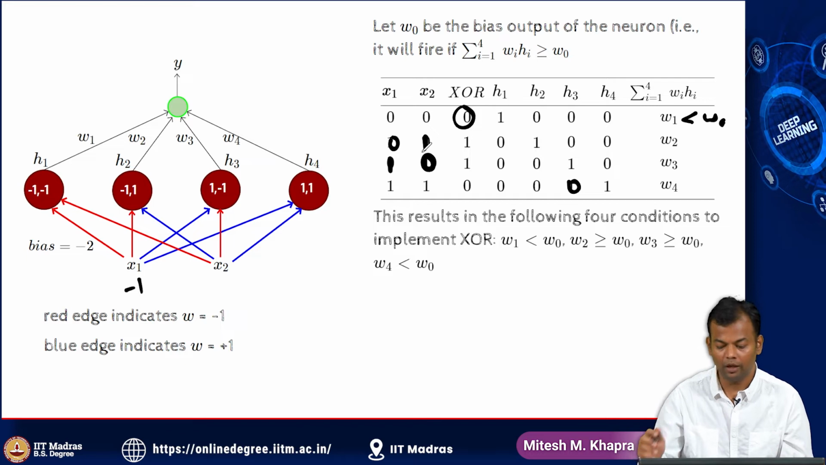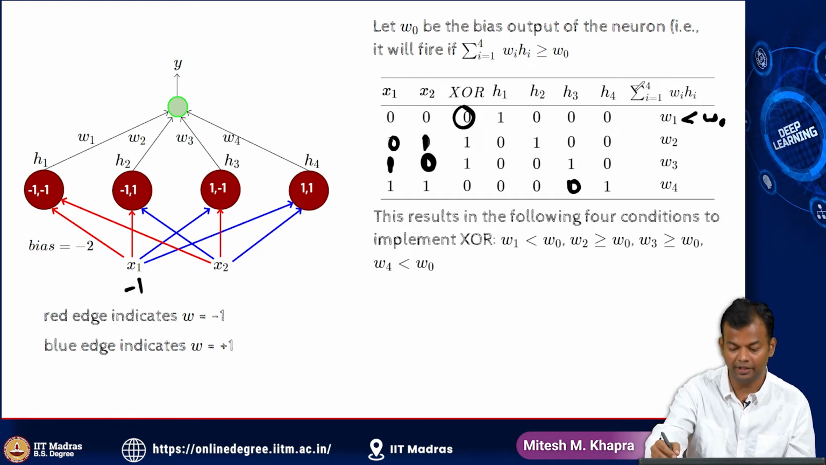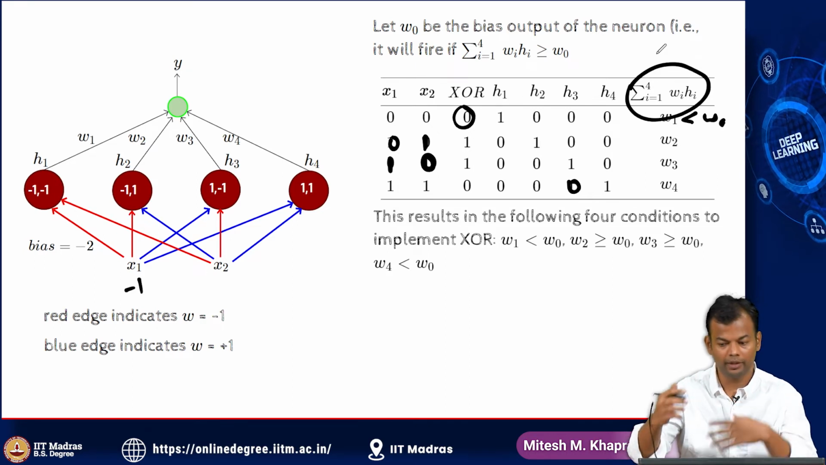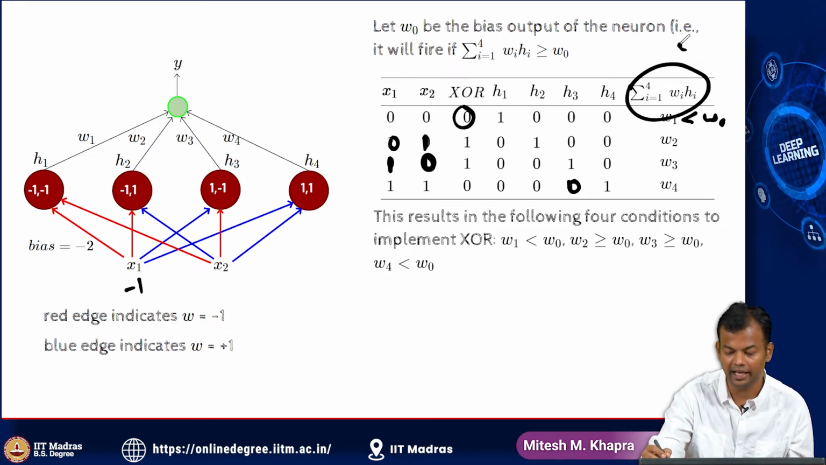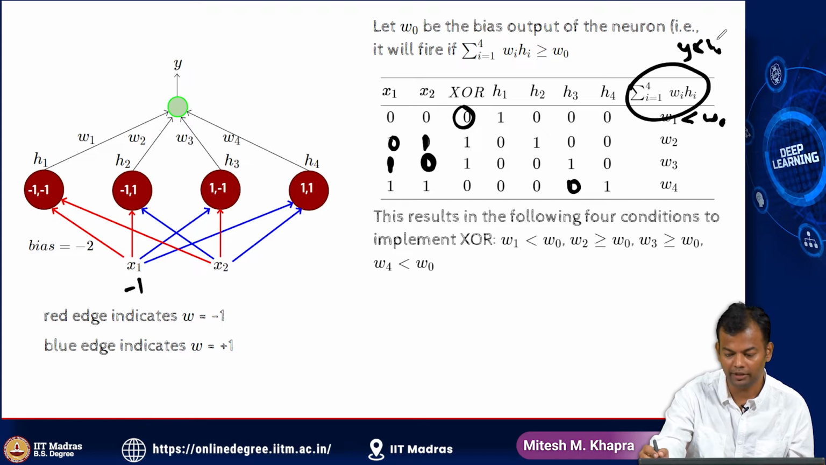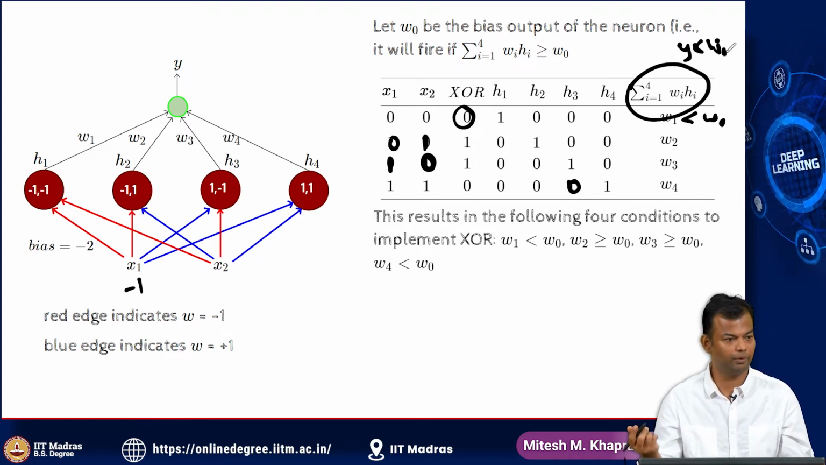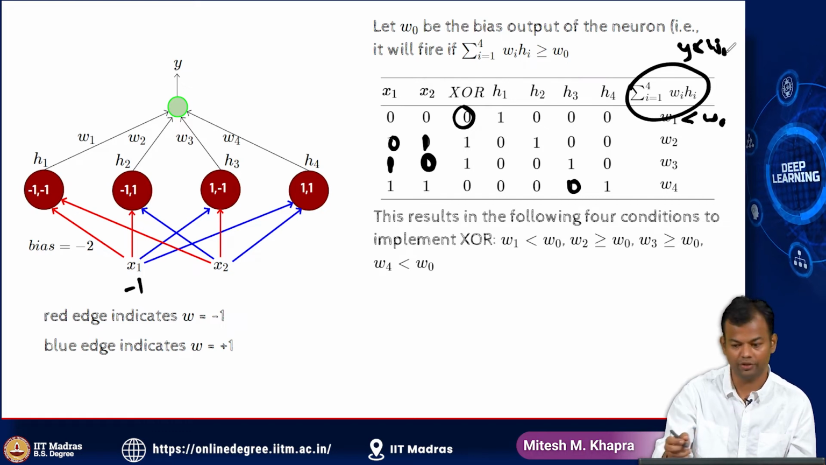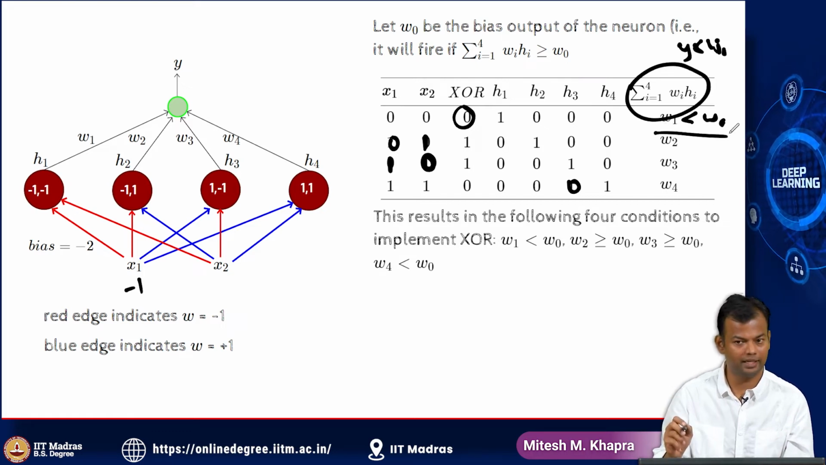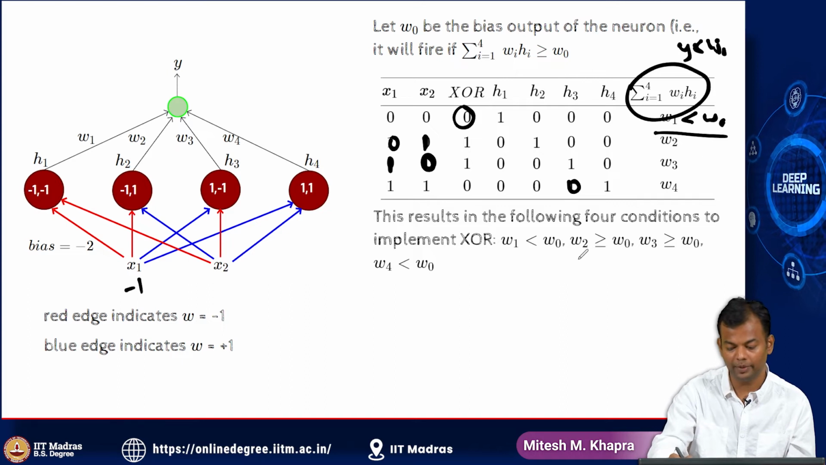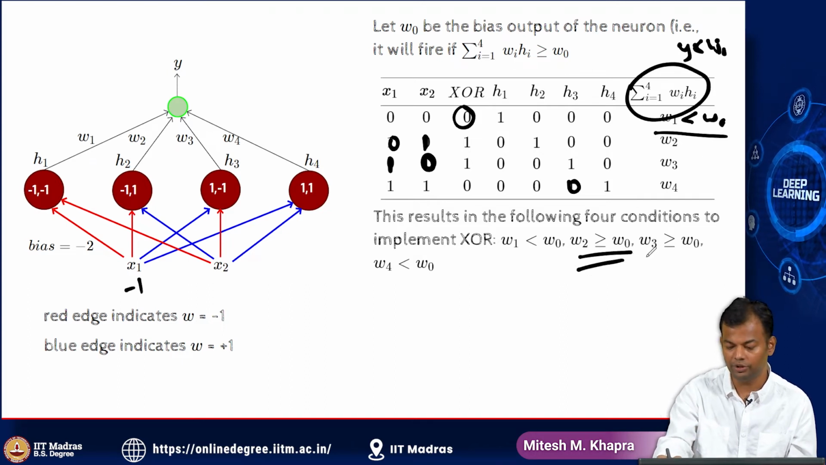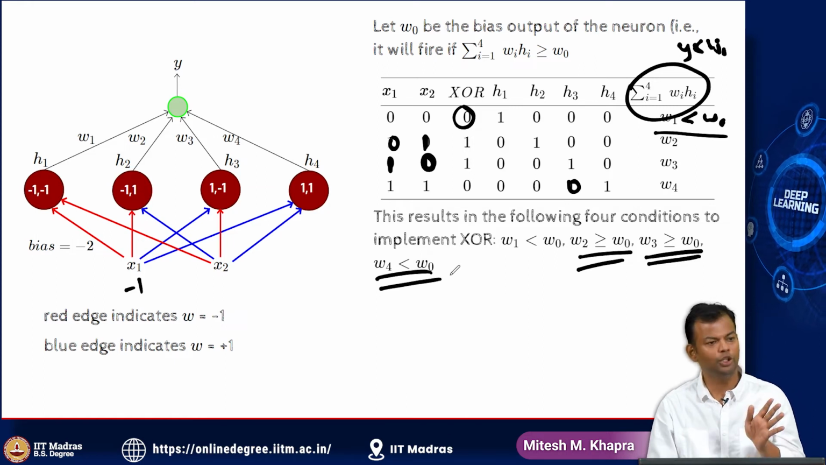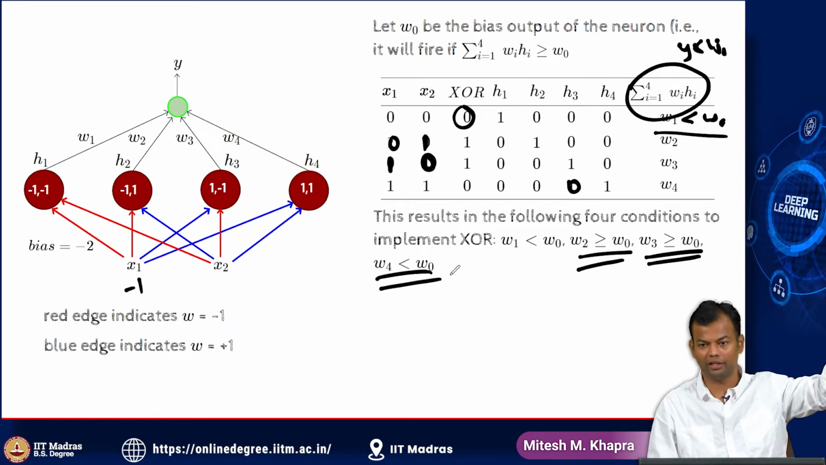So this is the aggregation that I get. Now what is my y? If the aggregation is less than W0, then it will be 0. If it's greater than W0, it will be 1. So now for this to behave like the XOR function, W1 should be less than W0, W2 should be greater than or equal to W0, W3 should be greater than or equal to W0, W4 should be less than W0. There is nothing new I have done here, we did the same exercise earlier on.